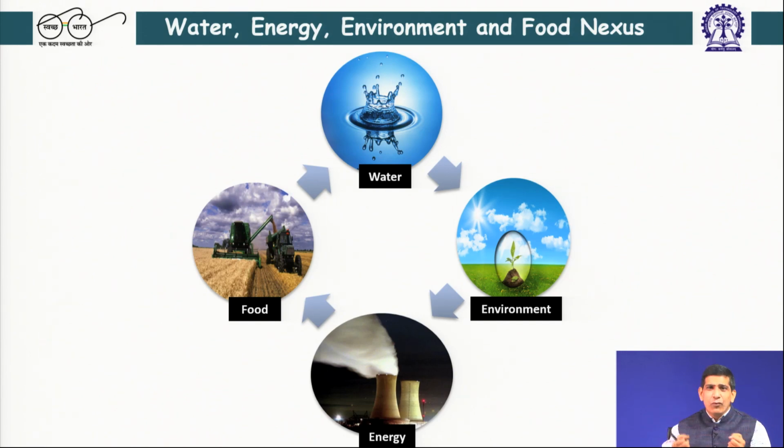So to generate food for 8 billion people, there is water requirement, energy requirement, and environmental implications in terms of use of fertilizers, use of pesticides, land use. So all those irrigation water, we need efficient irrigation, we need precision agriculture. So a lot of things are there. So all these are related to each other.